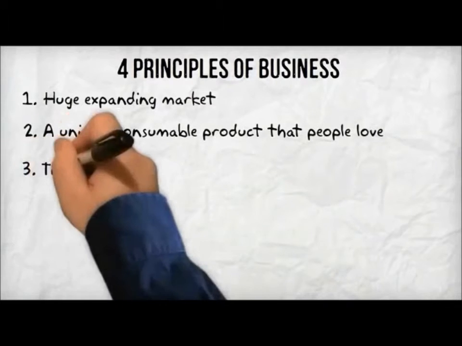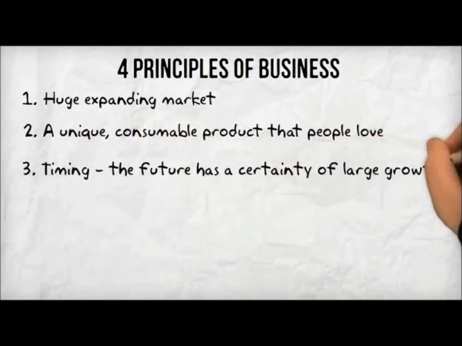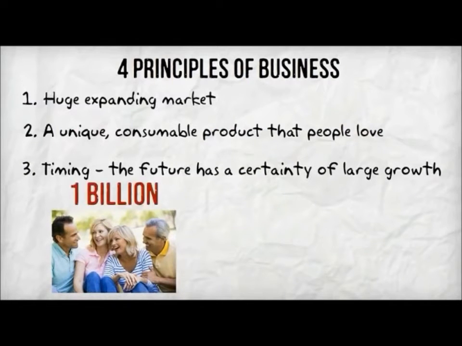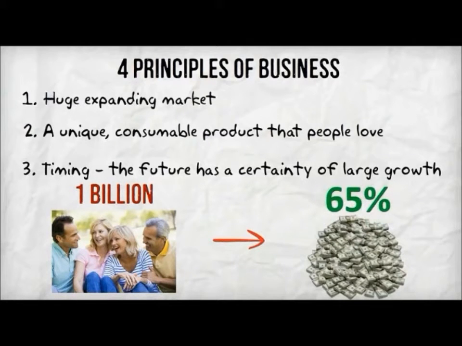The third principle is your timing. You want that industry you're in to have a certain future of large growth. Take the baby boomers, for example. There are 1 billion baby boomers in the world today, and they control 65% of the money. Any industry that provides products to that group would be huge.